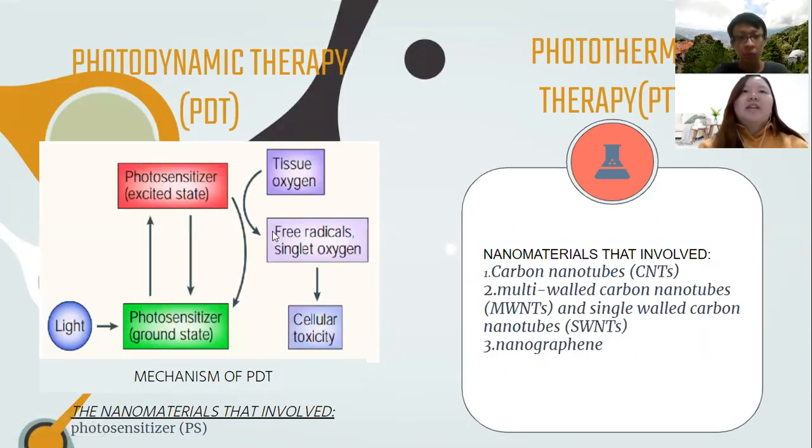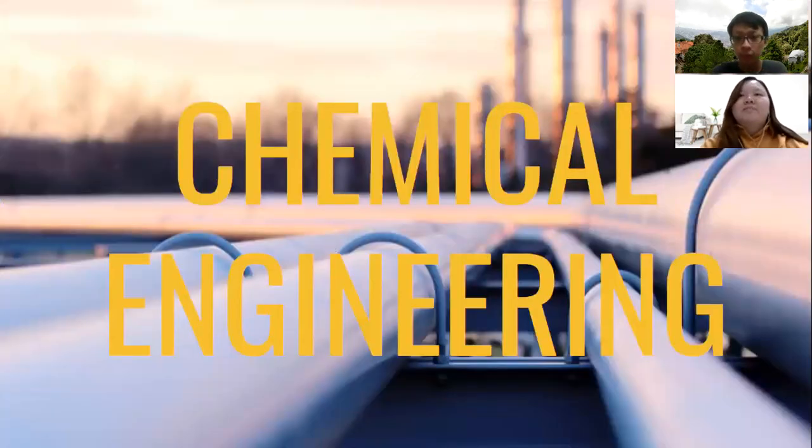In photodynamic therapy, the nanomaterial involved is the photosensitizer, which transfers photon energy to the surrounding oxygen molecules, which then generate reactive oxygen species to kill cancer cells under the irradiation of light. For photothermal therapy, the common nanomaterials involved are carbon nanotubes, multi-wall carbon nanotubes and single-wall carbon nanotubes, and lastly, nanographene. That's all, and I will pass the presentation to my teammate.